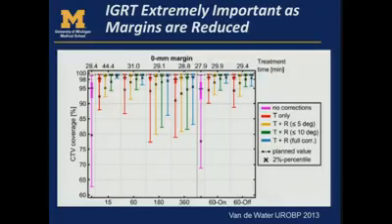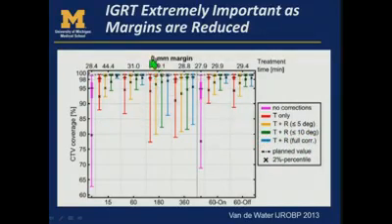IGRT is really important, especially as margins are reduced in this site. This is just showing a study where they had 0 millimeter margins, and they looked at what type of corrections they were required to do for their IGRT. Purple is no corrections, red is translation only, translation plus rotation 5 degrees, translation plus rotation 10 degrees, or full corrections with translations plus rotations.